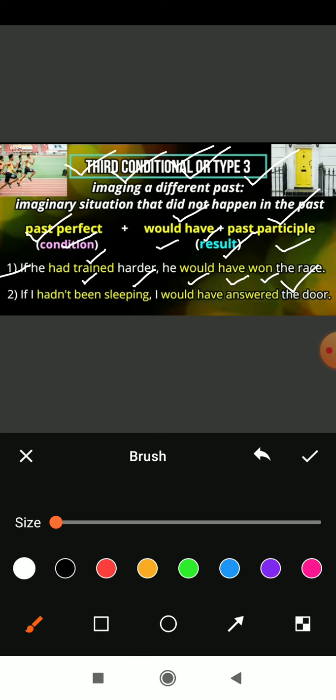Now another, the second example. If I hadn't been sleeping, in the past perfect, I would have answered the door. I would have answered the door. This is the best suitable picture given in the right corner of this slide. Yes or no? These two examples are the best suitable for the third conditional or a type 3 clause.